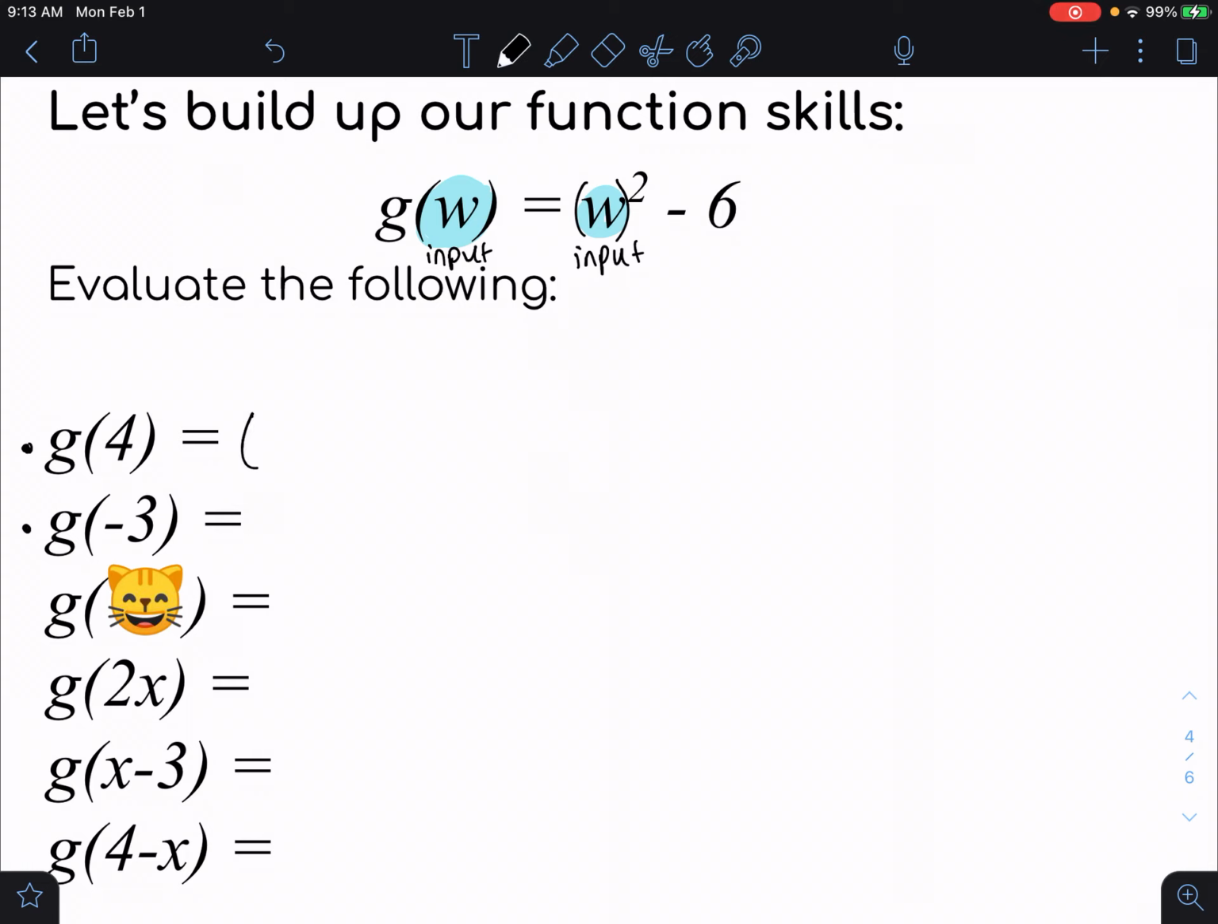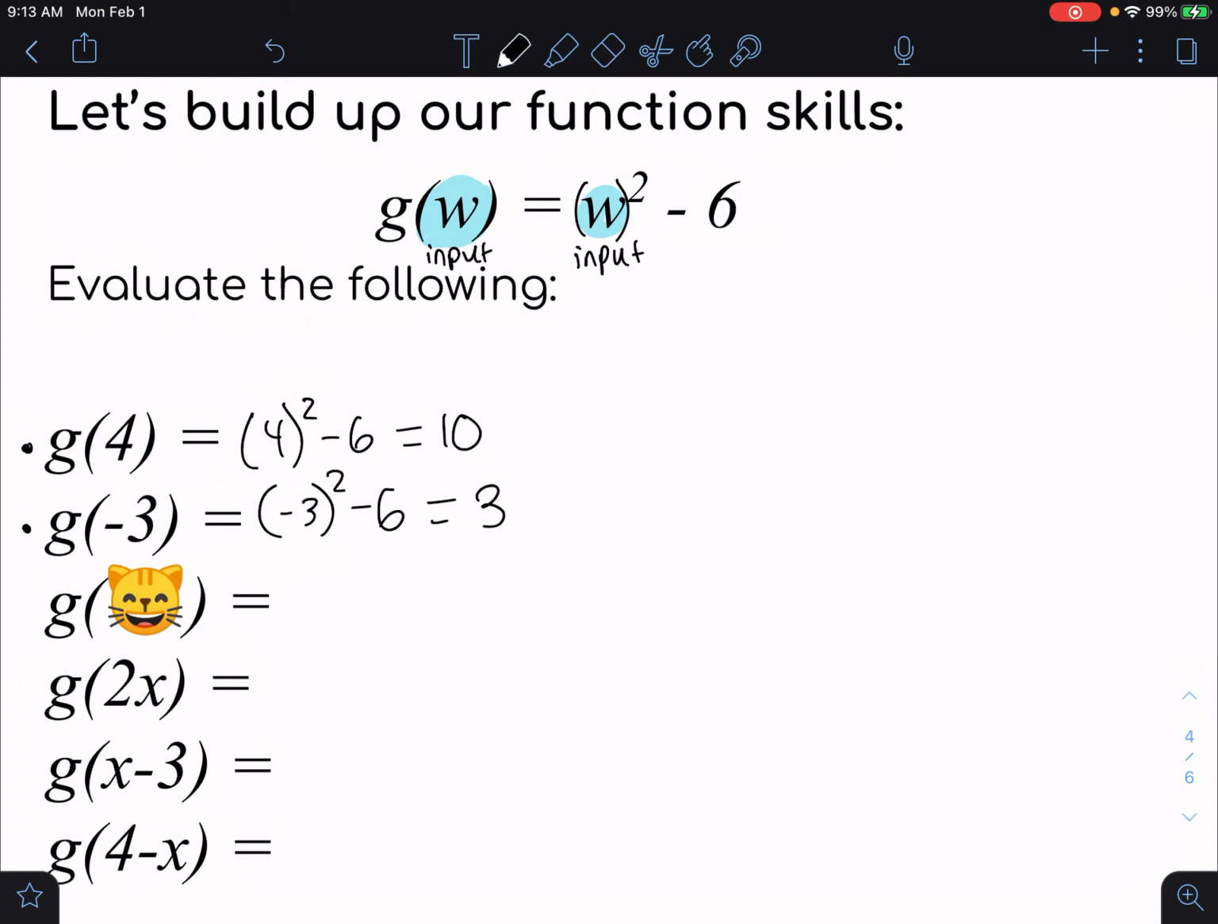So in this one we get 4 squared minus 6 is 10, because you get 16 minus 6 is 10. Negative 3 squared minus 6 is 3. You get 9, right? Positive 9. Careful about that. Positive 9 minus 6 is 3, right?